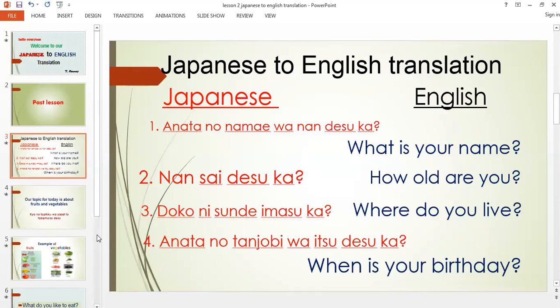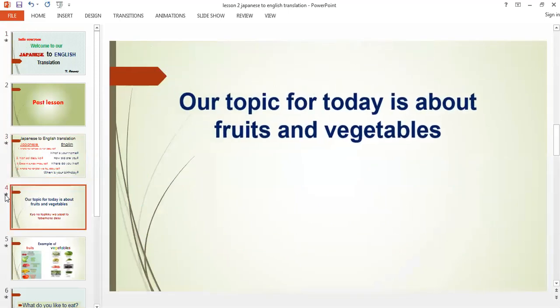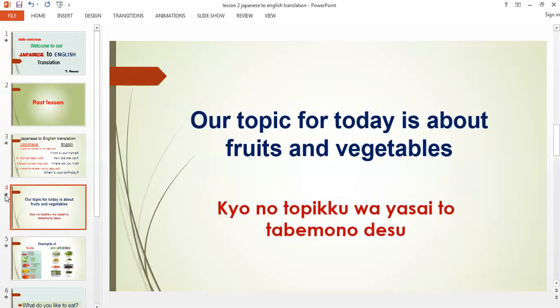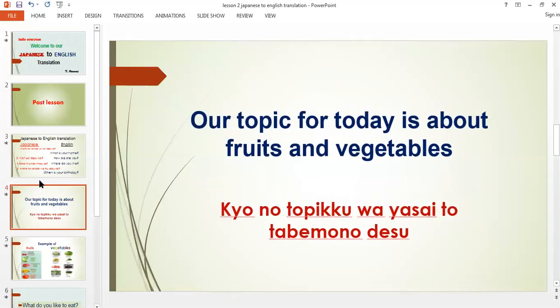Okay, now let's move on. Let's go to our next topic. Our topic for today is about fruits and vegetables. Do not say vegetables, it should be fruits and vegetables. In Japanese, kyou no topic wa yasai to tabemono desu. So in English, our topic for today is about fruits and vegetables.